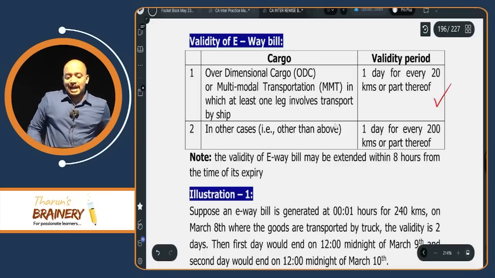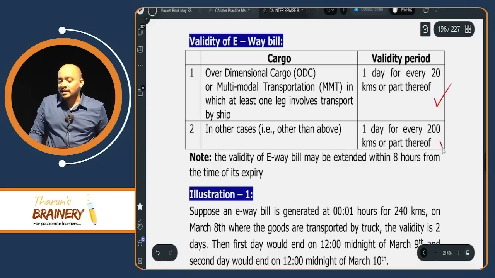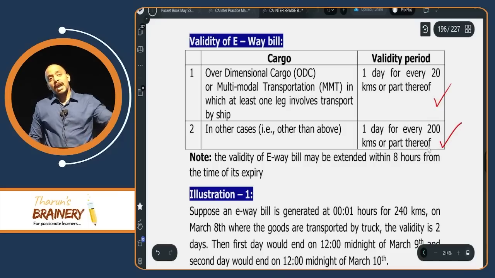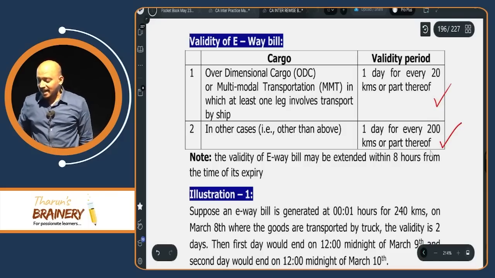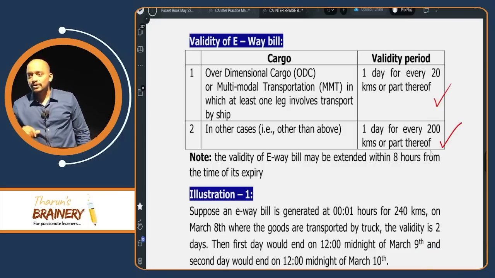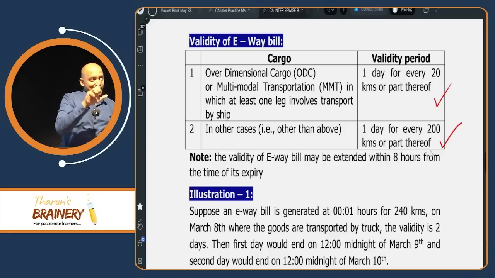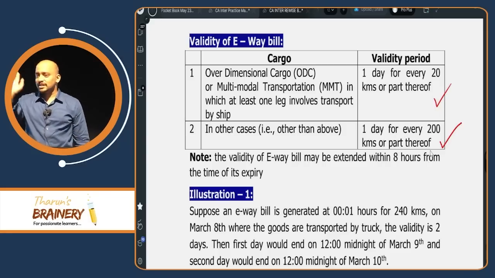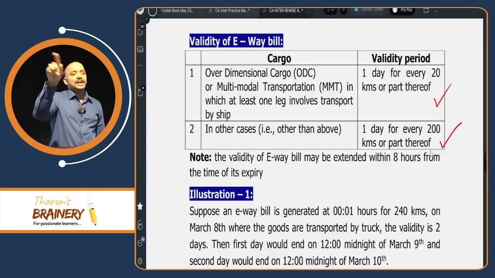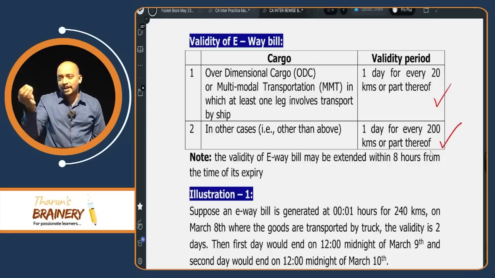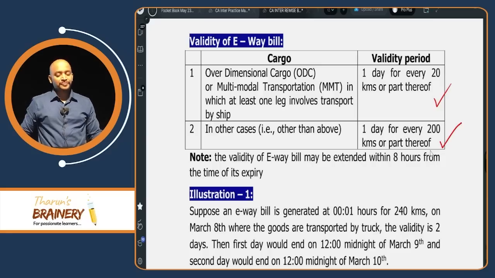In any other case other than above, it will be 1 day for every 200 kilometers or part thereof. Same 480 kilometers. What is the validity? 3 days. How? First 200, 1 day, next 200, 1 day, remaining 80 kilometers, 1 day. So 480 divided by 200, you will get 2 point something. So take it as 3.